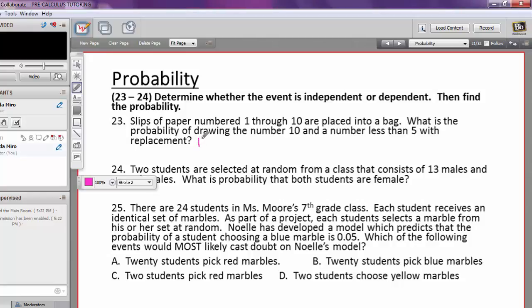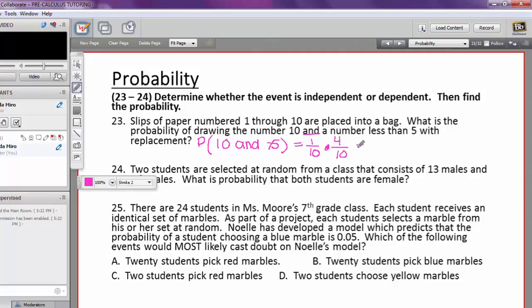So we're looking for the probability of drawing the number 10 and a number less than 5. So the probability of drawing a 10 would be 1 out of 10. We have a key word here. It says and, so we know we're going to be multiplying. And then less than 5, it doesn't say equal to 5, so I'm going to say 4, 3, 2, 1 would be less than 5. So there's 4 numbers less than 5.